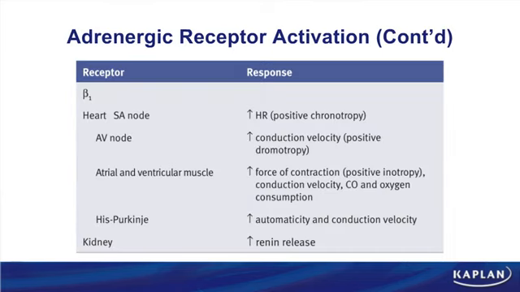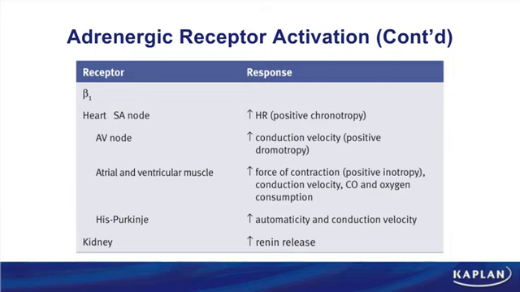Next, we will look at beta-1 receptors. Beta-1 receptors are found on the heart. In fact, found throughout the heart. They're found on the nodes, the SA and AV node. They're found on atrial and ventricular muscle, and also in the His Purkinje fibers.